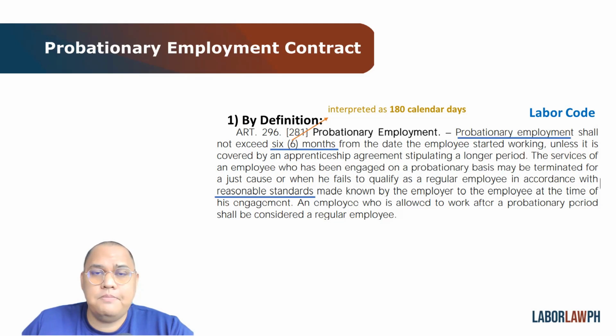Why is this important? Because, for example, if an employee starts on January 1, if you count by 6 months, that will end on June 1. However, if you count via 180 calendar days, that will end probably sometime in May 27, 28, or days before June 1. This is critical because there have been so many employers who became liable.